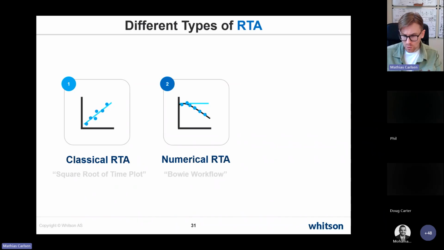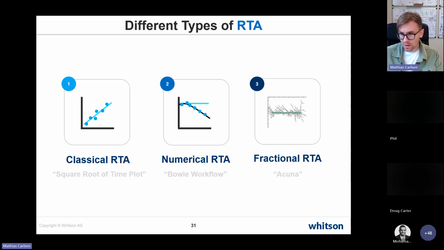Some people call that the Bowie workflow. It was presented by Braden Bowie at the PASH a few years ago, and has become extremely popular the last few years because it essentially uses a lot of the same assumptions as classical RTA, but it also solves some of the main problems. So we'll talk about what those main problems are in a second.